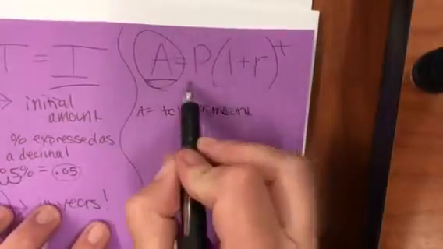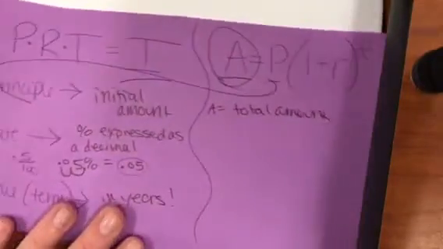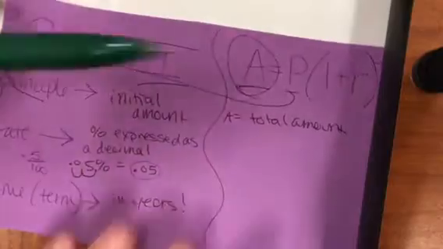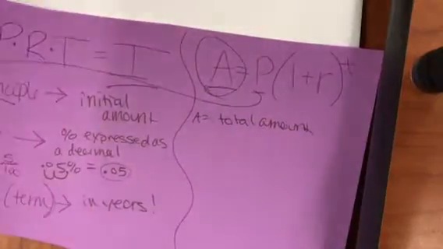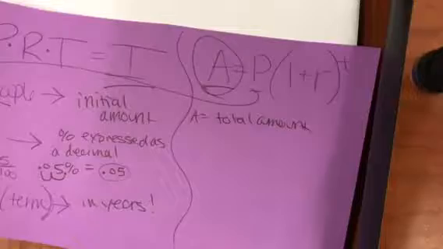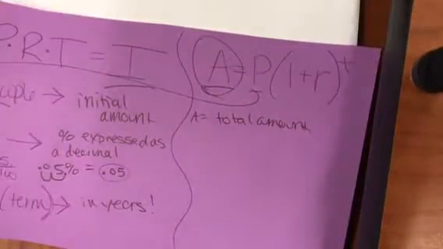P, again, is the same principal. There's your principal. 1 is 1, plus the rate once you convert it to decimal. If this was the rate, it'd be 1.05 in here. And then to the t, that's your exponent. So that's just the time. If it was for 2 years, it'd be to the second power. If it was for 3 years, it'd be to the third power. We'll talk about that in a little bit.